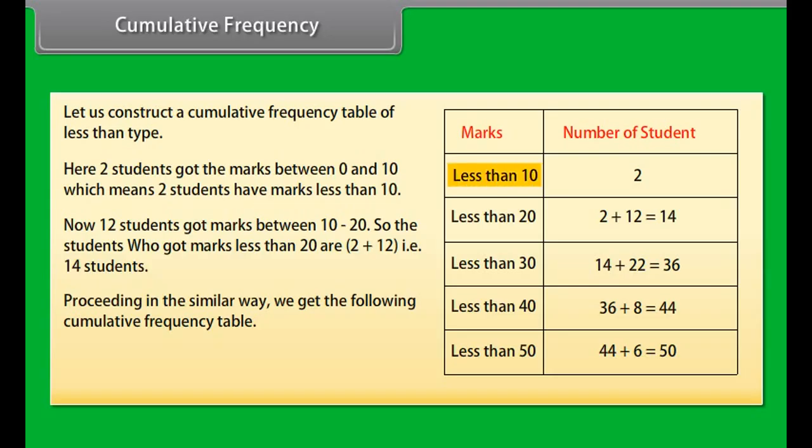For marks less than 10, number of students are 2. For marks less than 20, number of students are 2 plus 12 equals 14. For marks less than 30, number of students are 14 plus 22, which equals 36. For marks less than 40, number of students are 36 plus 8 equals 44. For marks less than 50, number of students are 44 plus 6 equals 50. The table is known as cumulative frequency table of less than type.